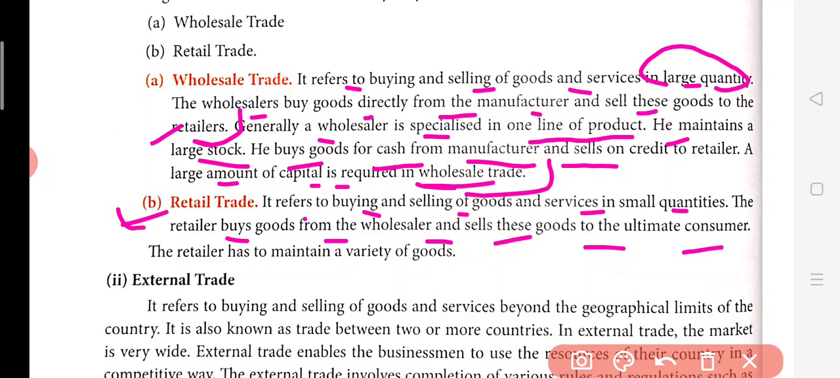They know the taste and preference of the consumer, and they also purchase from the wholesale traders according to the taste and preference of the people, and from time to time they give feedback to the wholesale traders.